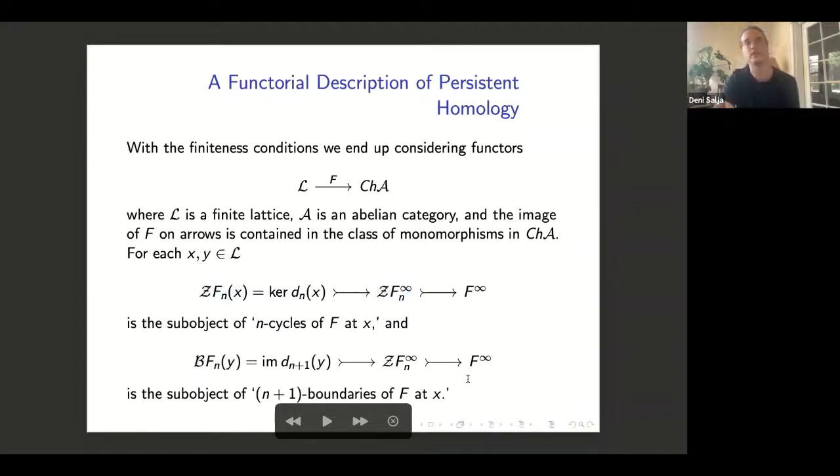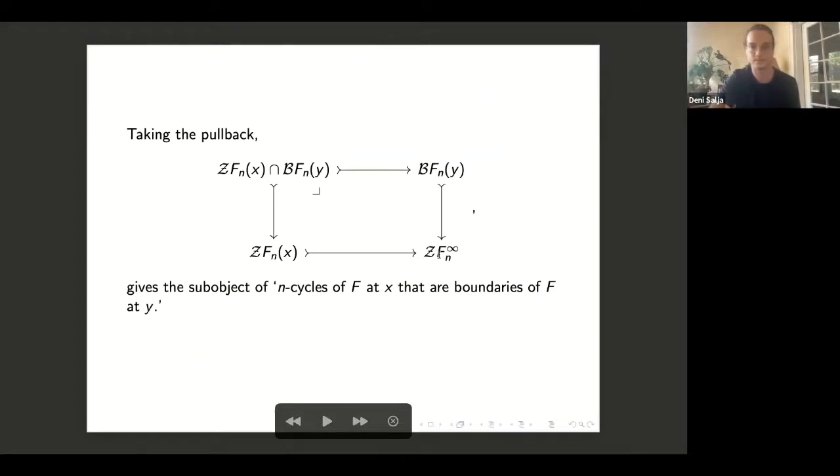So if you want to know about lifespans of these features, you want to know, when do cycles appear? So when are they in this kernel? And then when do they die? When are they boundaries? To do that, you might take a pullback over the total cycle subobject. Here, this pullback would be the intersection of these, and you can think about this as the cycles that appear by the point x, and then by the point y, are boundaries. So if you wanted to figure out lifespans for a given feature, you'd have to compute this for every single point.